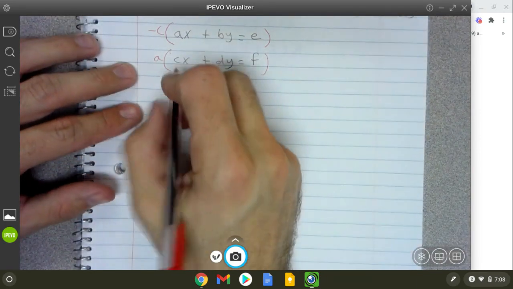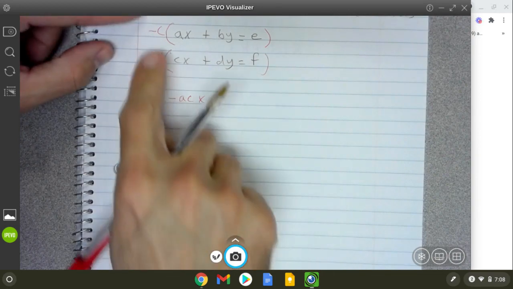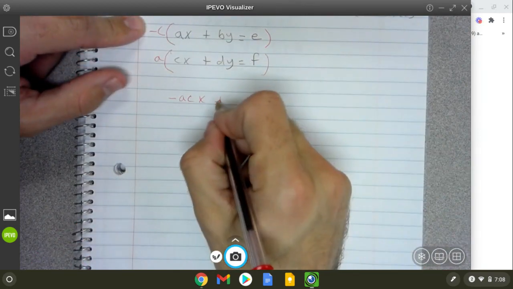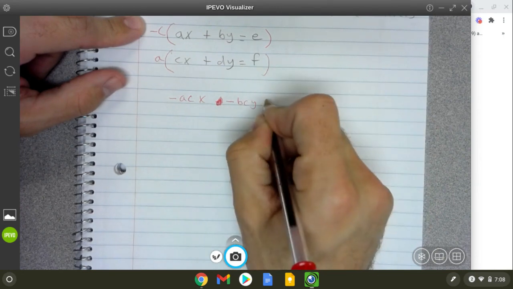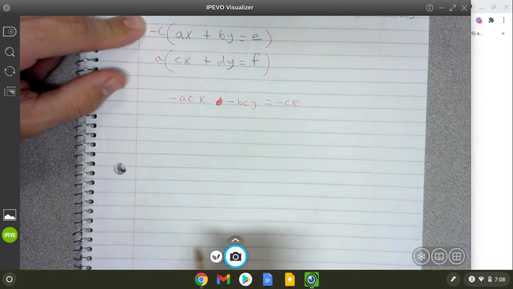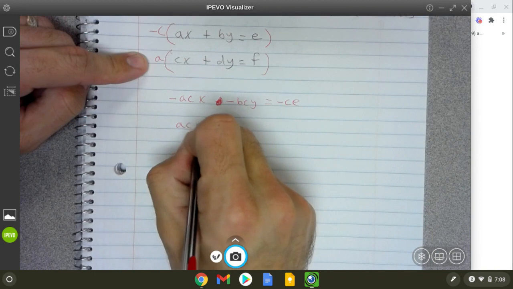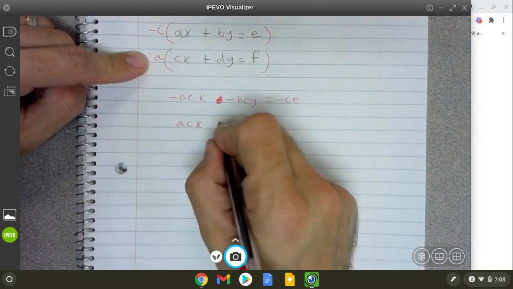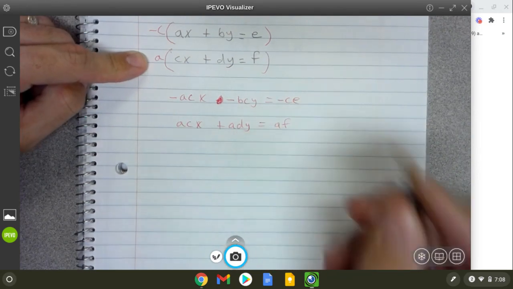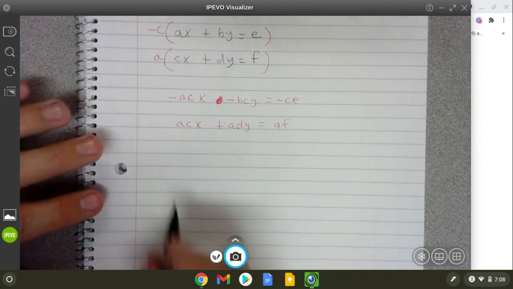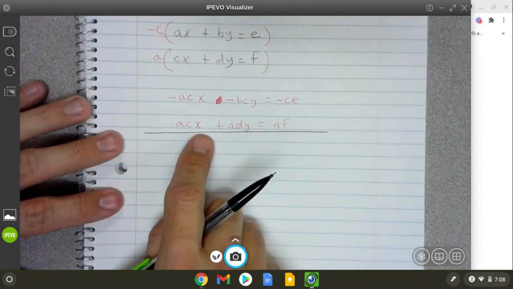So this is going to give me, for the top equation, negative acx, and we'll distribute that in. Actually, it's going to be minus bcy equals negative ce. And then on the bottom, we get positive acx plus ady equals af. So just follow with me here. It's kind of a weird process, but it's just algebra. We're going to add these two equations.